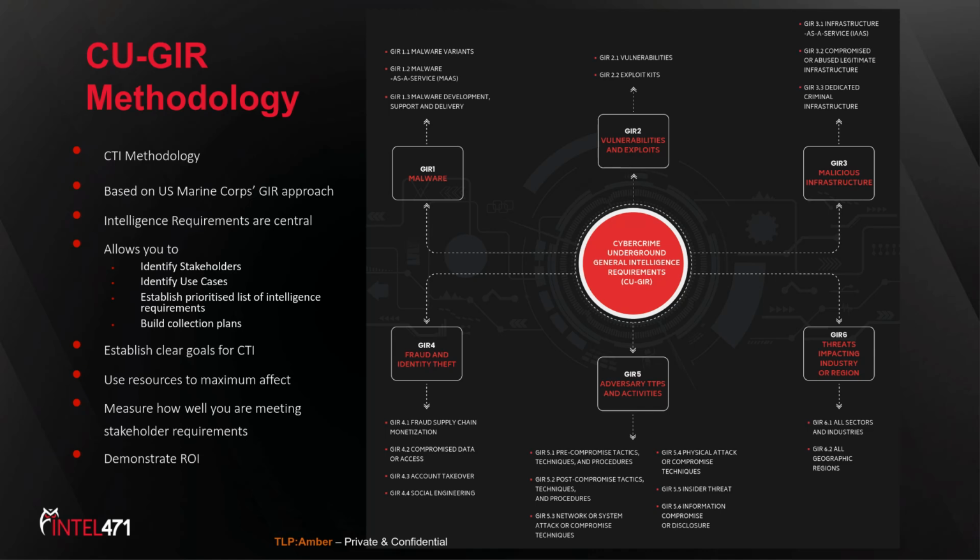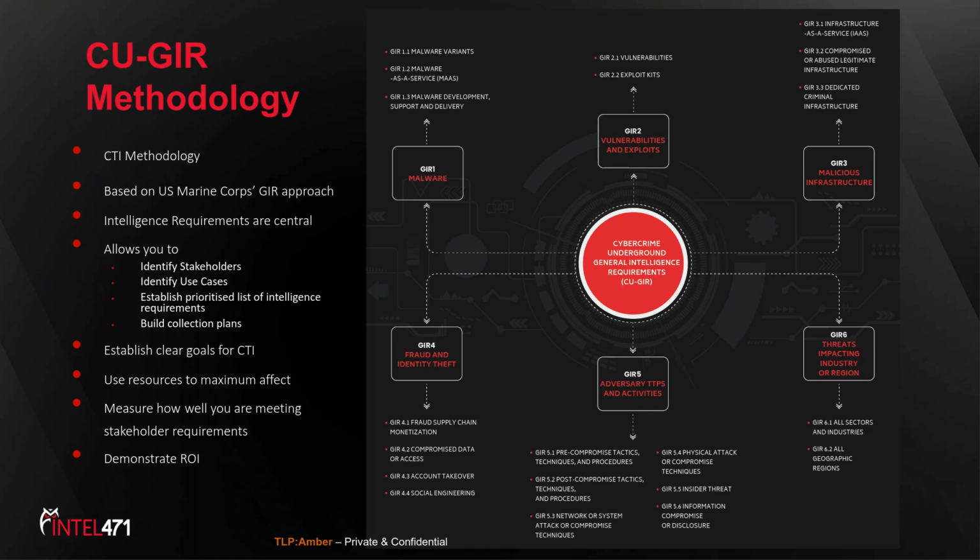The CUGIR methodology allows you to identify your stakeholders, identify their use cases, and establish the list of intelligence requirements based on the use cases, the problems that these stakeholders are trying to solve. You can determine their intelligence requirements, which is the bits of intelligence they need to make the right decisions. And then, based on that prioritized list of requirements, you can build collection plans that will ensure that you're collecting the right bits of data, that you're developing the right intelligence to actually meet those requirements.